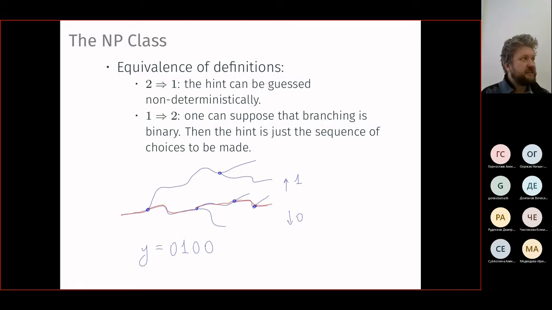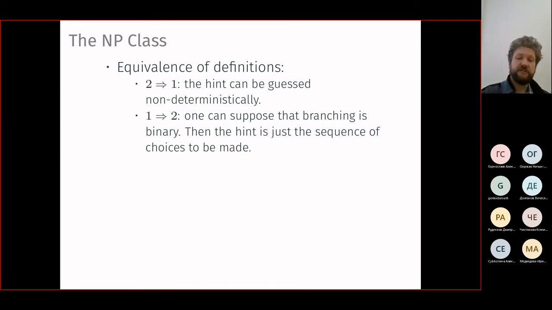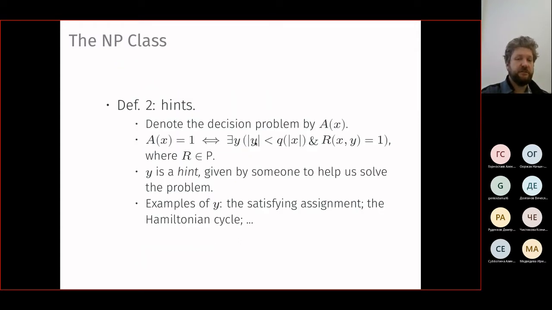It's okay. But it's a good point that since your running time is polynomial, you never need more than a polynomial number of hints, a polynomial number of bits of points of non-determinism. And therefore, the size of y is always polynomial. And it's important, since it's a part of the definition. Here, q is actually basically p. It's the same.